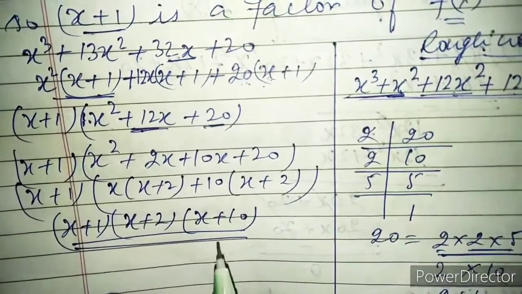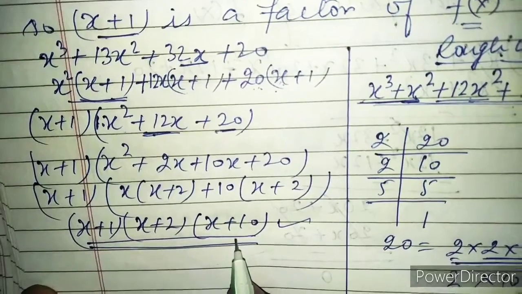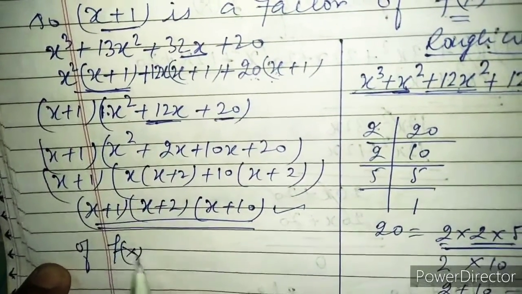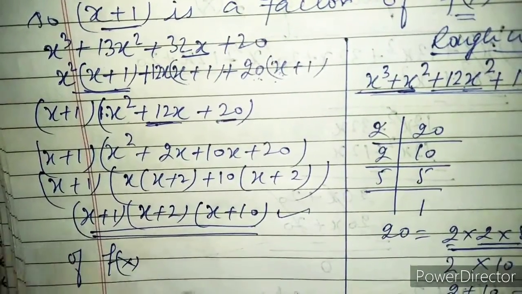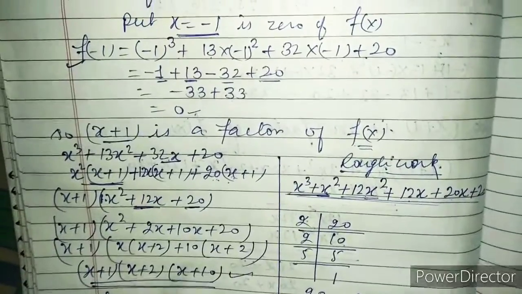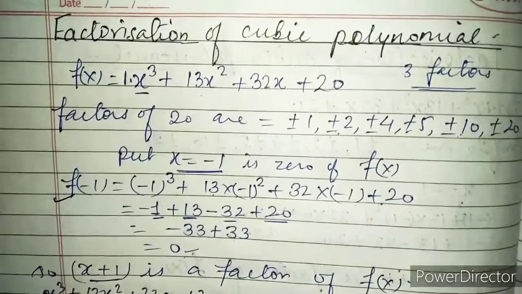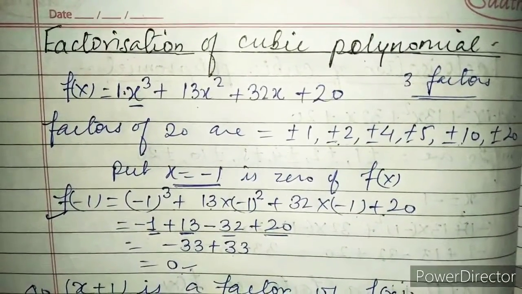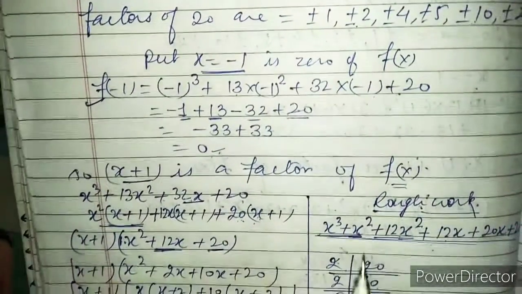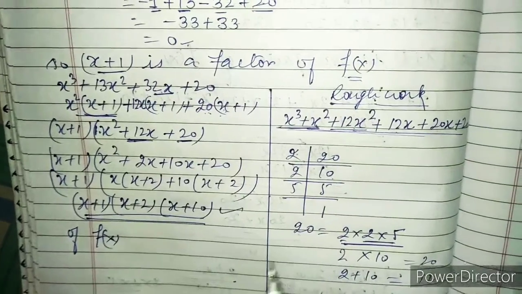So in this way we can always find the factors. These three are the factors of the polynomial f(x). So in this way we can find the factors of the cubic polynomial, correct. In the previous video I explained how to find the factorization of the previous cubic polynomial with the help of the division method. Here we can find it with the help of the factorization method, right. This is the factorization method for finding the factors of a cubic polynomial.